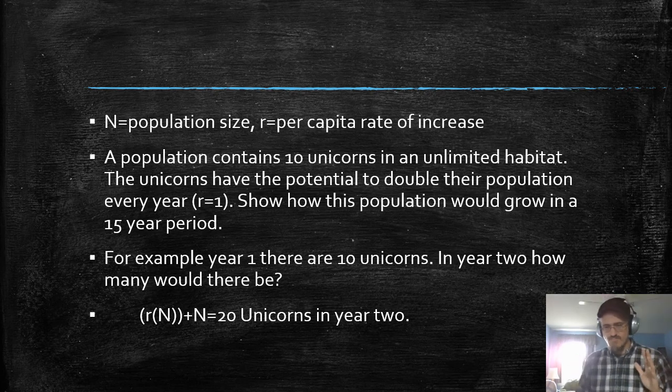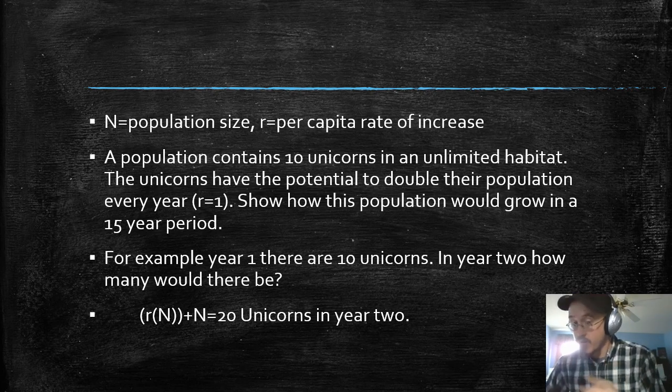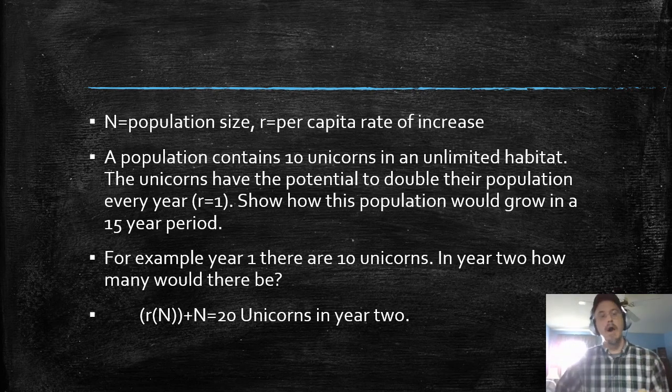So let's do an example of this, and you're going to want to get out a calculator and play around with this, okay, or an Excel sheet, however you want to do it. But I want to show you how this works, and I want you to be able to calculate it because I'm going to put a question or 2 or 3 on the final. N is population size, okay? R is per capita rate of increase.